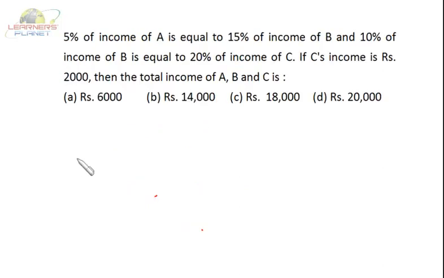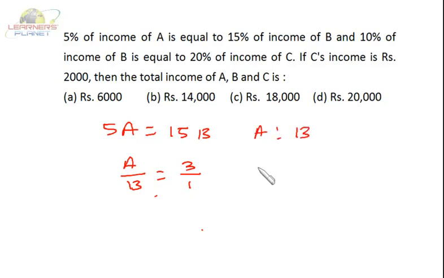Now let's say this problem. 5% of income of A is equal to 15% of income of B. That means 5A is equal to 15B. That means A by B is equal to 3 by 1. Or we can say the ratio of A and B is 3 is to 1.